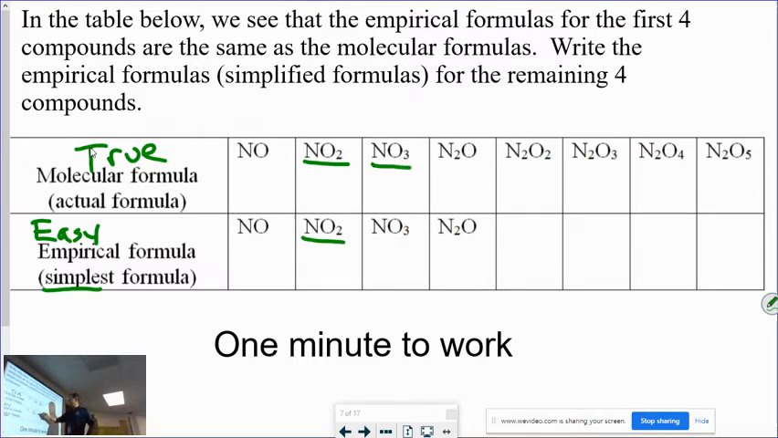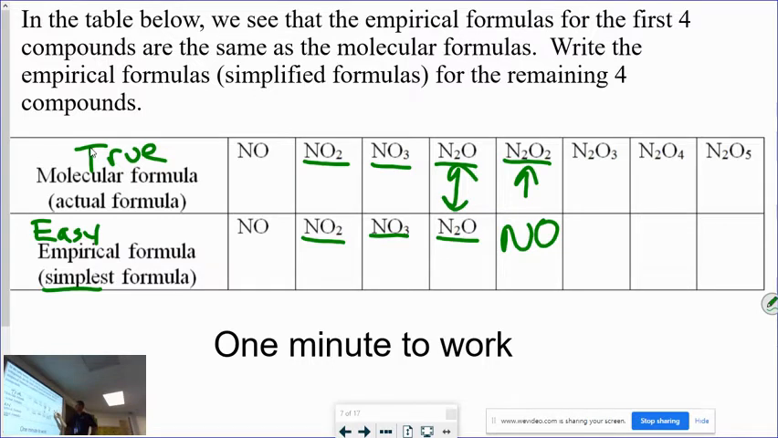Same thing with nitrogen trioxide. Same thing with dinitrogen monoxide. But now we get to these last 4. Can I reduce this one? Can I reduce this N2O2, this dinitrogen dioxide? And the answer is yes. I can reduce it to NO. That is the simplest formula for this molecular formula. So this is the empirical formula. This is a molecular formula, and sometimes the empirical and molecular formulas are exactly the same.